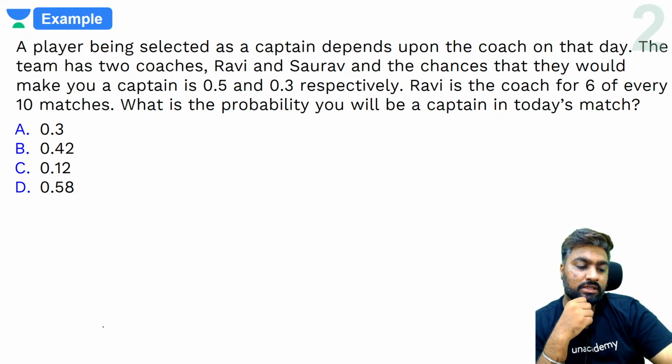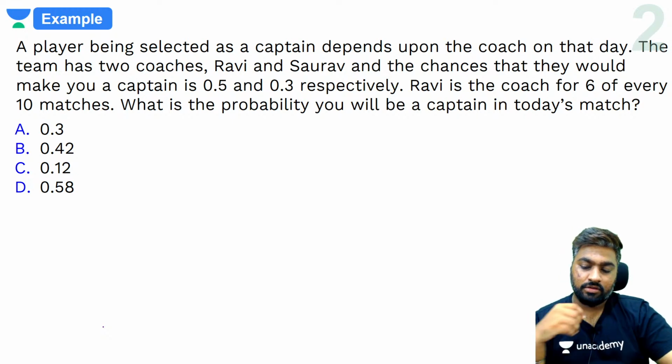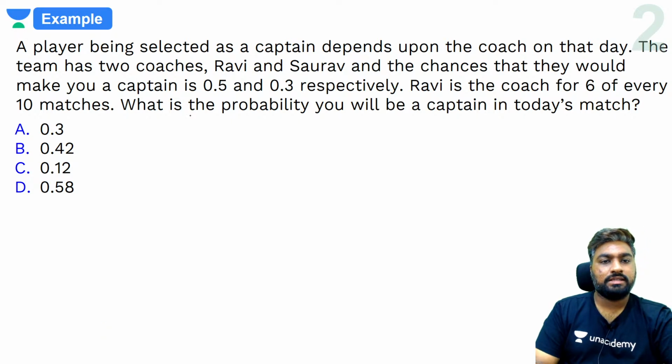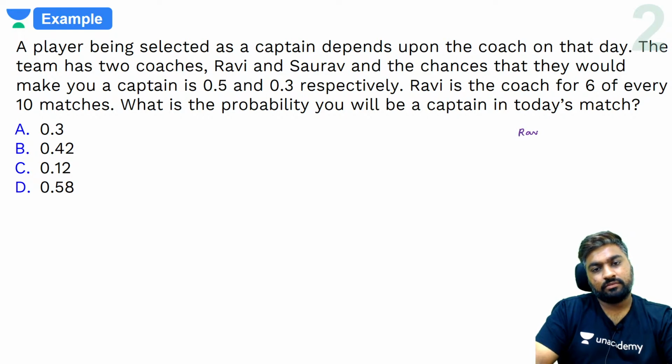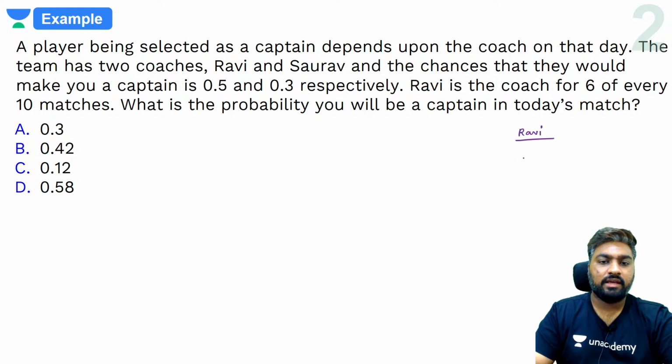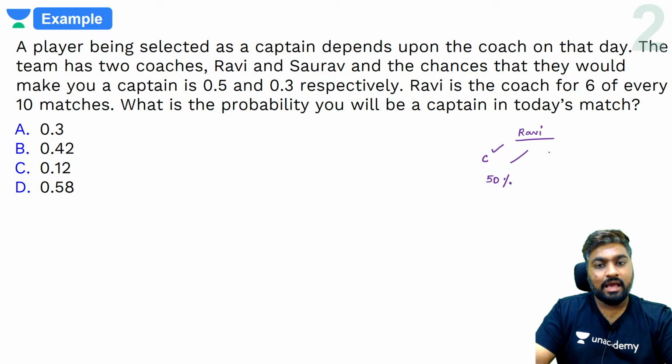So they're asking what is the probability that you will be the captain. So what have they given? Look at this. They're saying chances. Okay, so Ravi: if Ravi is the coach, then there is a 50% chance that you will be captain, and an equal chance, 50%, that you will not be the captain.